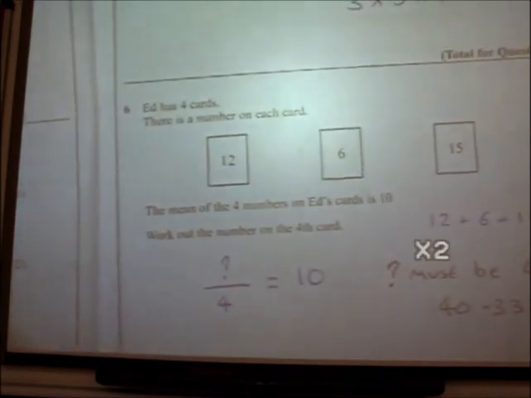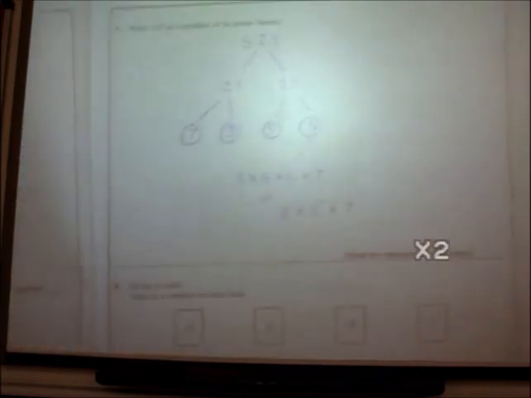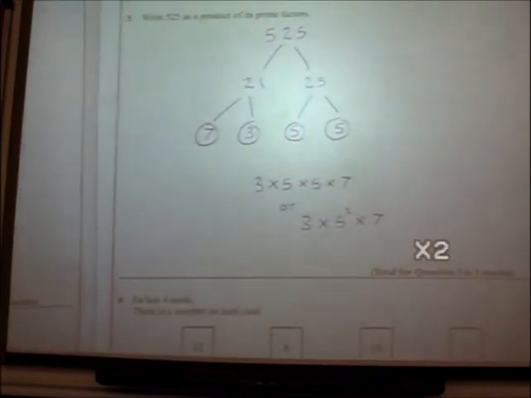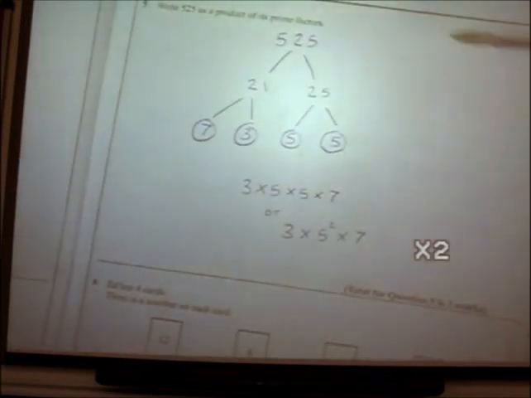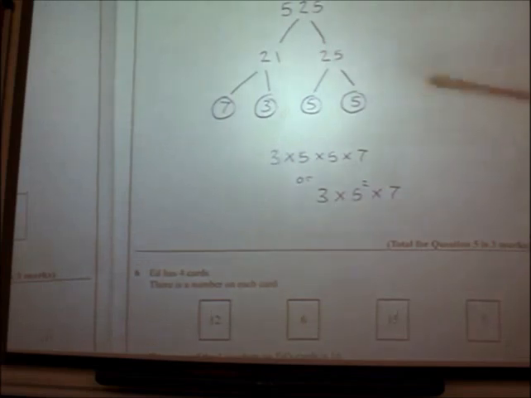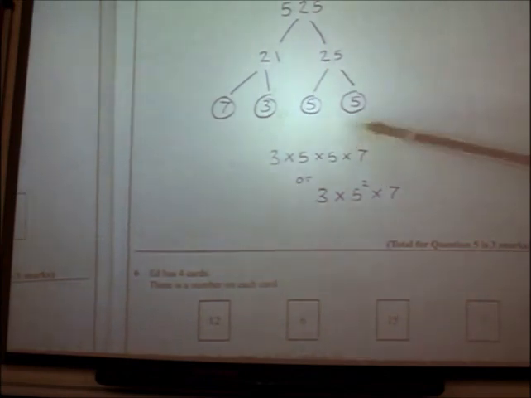Question number 5. Write down 525 as a product of its prime factors. There's a few ways of doing this, but you'll get the same answer. I noticed 21 and 25 go into it, so you follow this down. Circle the primes at the bottom whenever you get to a prime number, so that's what I've done. So it's 3 times 5 times 5 times 7. Or a better way of writing it is 3 times 5 squared times 7.